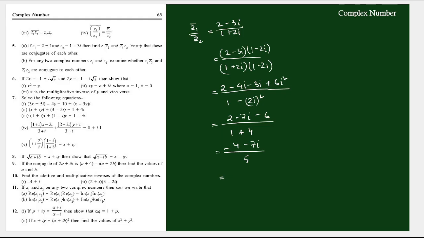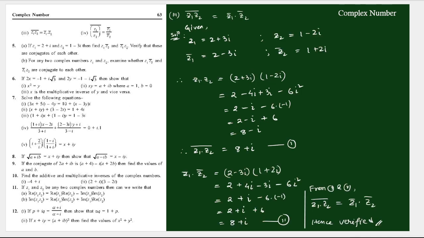Right? What did we find in the previous one?